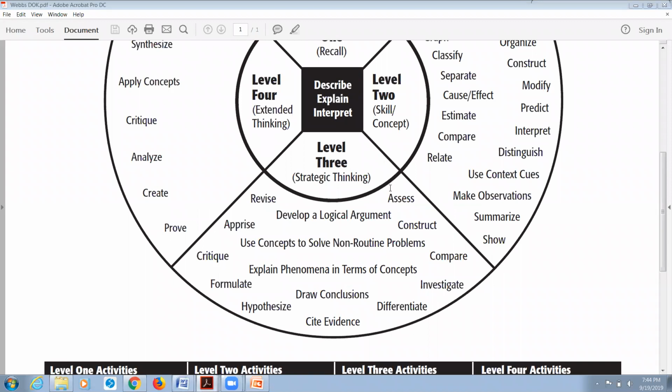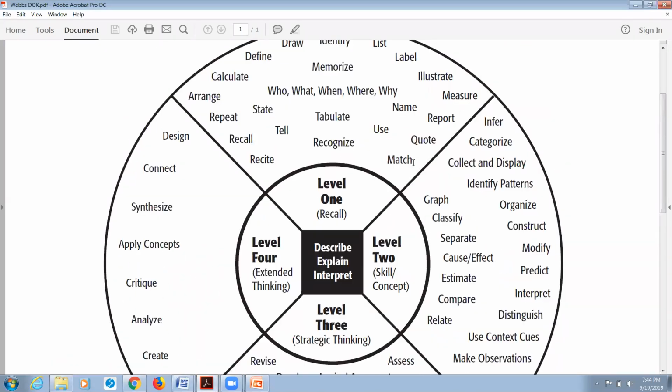This is called Webb's depth of knowledge. It's kind of like Bloom's taxonomy, if you're familiar with that. And so if we look at this, you have level 1 right here, which is the recall. Level 2 is skills and concepts. Level 3, strategic thinking. Level 4 is extended thinking. Then you have all these verbs within this wheel. So in level 1, you're asking students to arrange, repeat, recall, recite, tell, state, tabulate, use, name, illustrate, label, list, memorize, quote, report, measure, match, all those things.